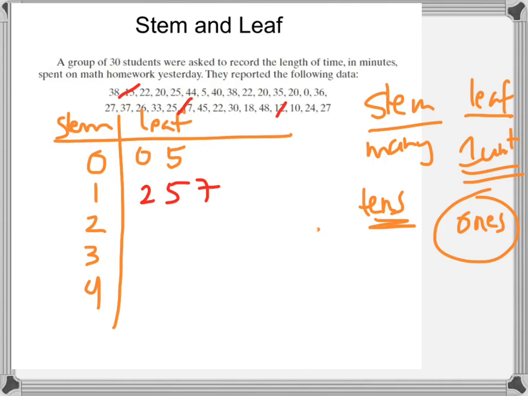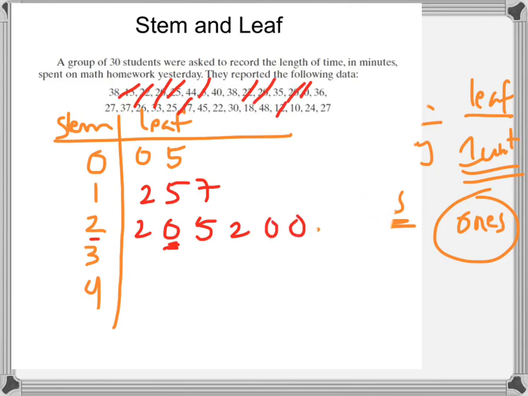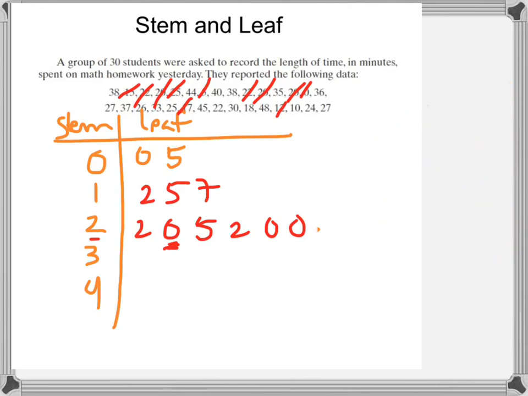Okay, now for my third one, for the 20s, so I have a 2 here, I have a 0, right? 2, 0 represents, that 0 in this leaf category represents 20. I put a 5 here for that 25. I put a 2 here. Let me cross out these. I put a 2 there for 22. I have 2 more 20s that I see. Let's see here. I have a 27. I have a 26. A 25. A 22. And a 24 and a 27.